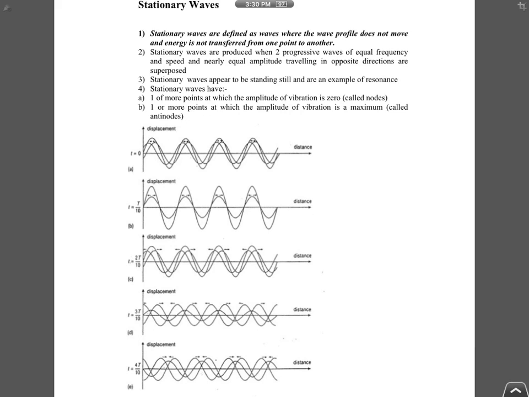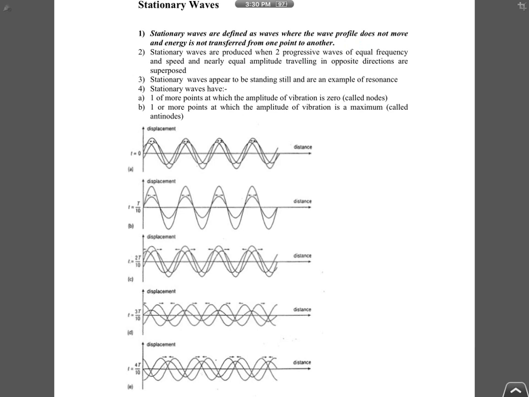Okay, so what is a stationary wave? Now, the stationary wave, the definition is exactly the opposite to progressive waves. So progressive waves you will define as waves where the wave profile moves and energy is transferred from one point to another. So stationary wave, just the opposite. Waves where the wave profile does not move and energy is not transferred from one point to another.